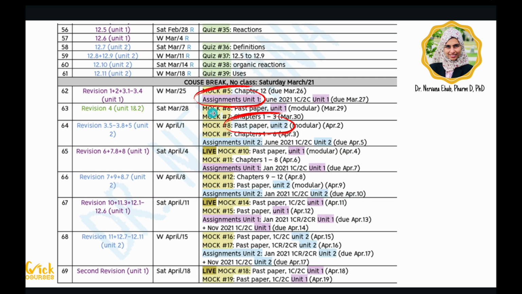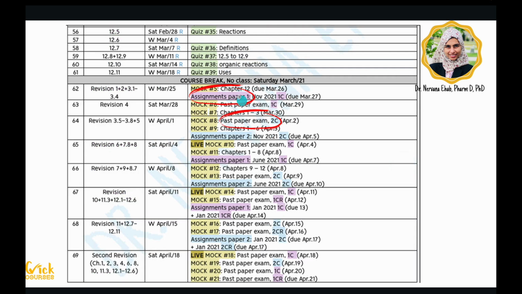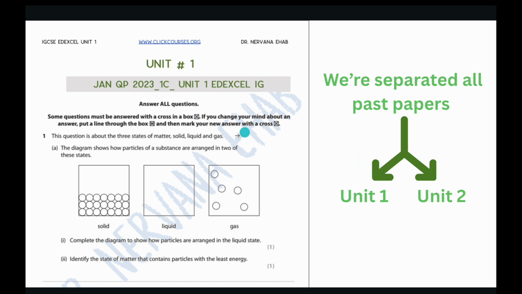Also, towards the end of the course, I will be having assignments for you. You will see that if you are modular, then the assignments are going to be Unit 1 and Unit 2. But if you are doing the linear, you're going to have your assignments be paper 1 and paper 2. Okay, so just make sure you sign up for the correct course, because the assignments and the exams and the quizzes are slightly different.